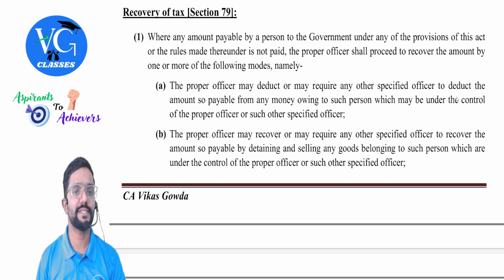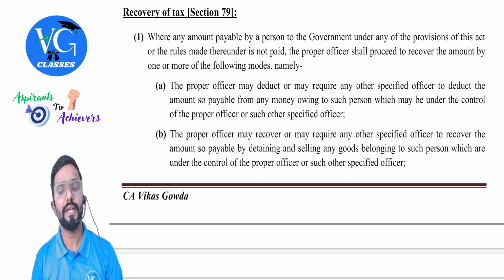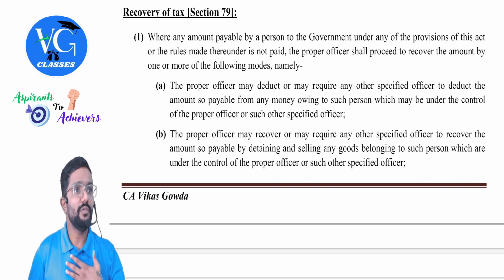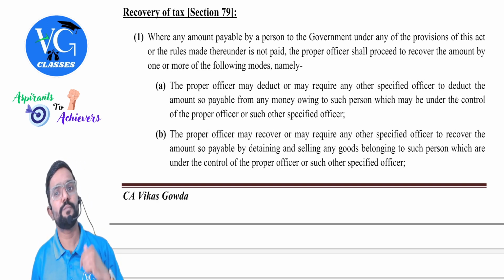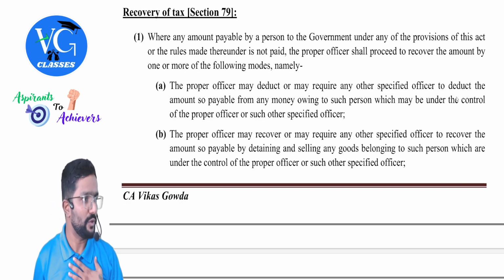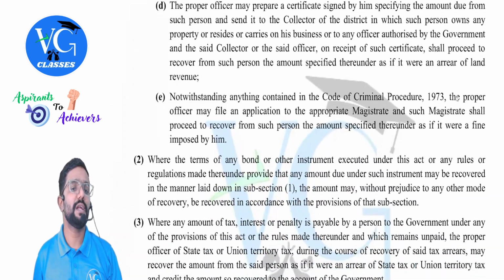Recovery of tax, section 79. Where any amount payable by a person to government under any of the provisions of this act or the rules made thereunder is not paid, the proper officer shall proceed to recover the amount by one or more of the following modes. Guys, this can be asked. Now, sir, if the person who is supposed to pay the tax has not paid, what is the right with proper officer to recover that amount? What all options he has? I have given it here. You can see there are a number of options.